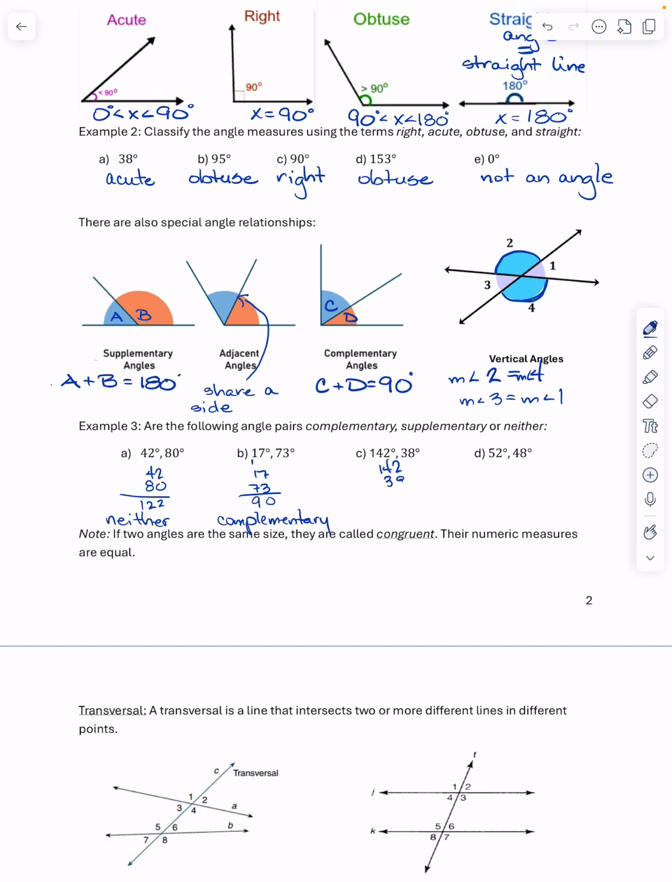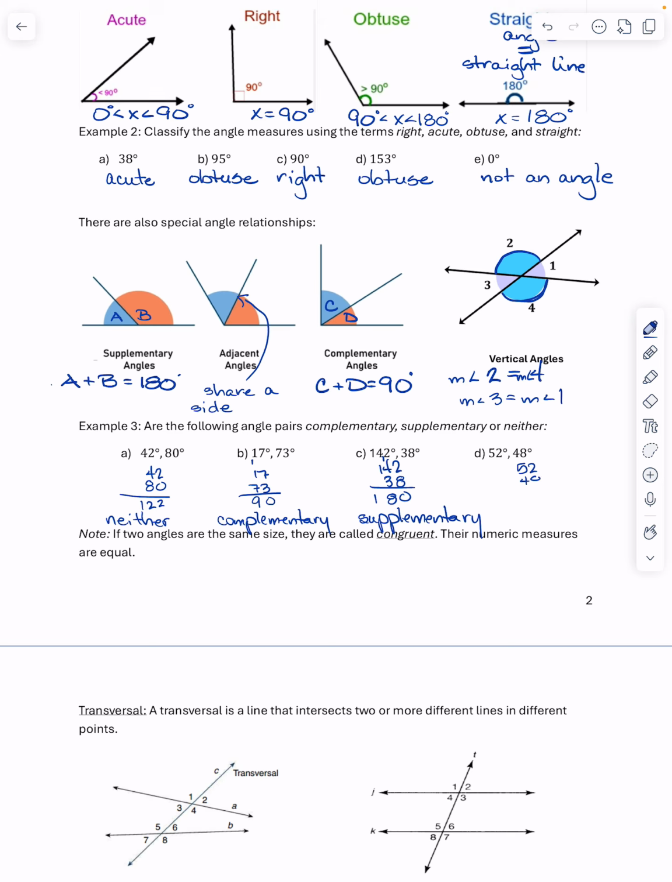C, 142 and 38. Again, I'm adding old school. They add to 180. These are supplementary. And the way that I kind of remember it is 90 comes before 180, 90 is smaller. C comes before S in the alphabet, so complementary comes before supplementary. Complementary goes with that 90 degrees, supplementary goes with the 180. Whatever it takes to remember it.